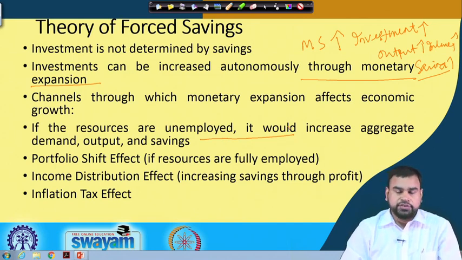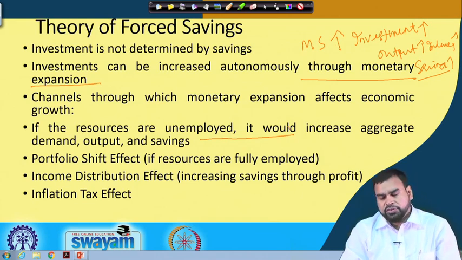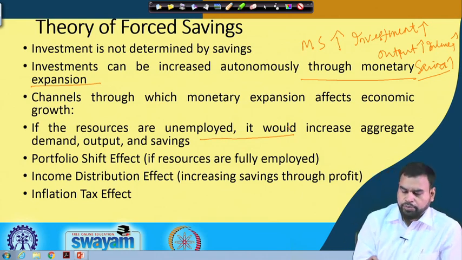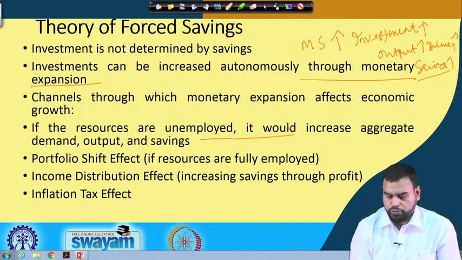Now, the capacity is not there; whatever resources exist in the system are completely employed. If it is completely employed, then how can growth take place? Because then the argument is what Tobin has given, this concept of the portfolio shift effect. Tobin said that if there is full employment, we are still going to increase the money supply. If the money supply has increased, obviously it will create inflation.